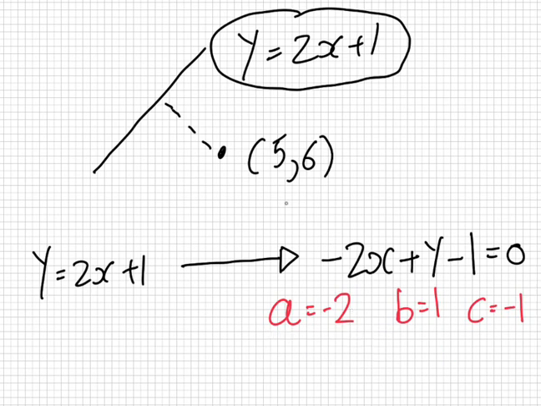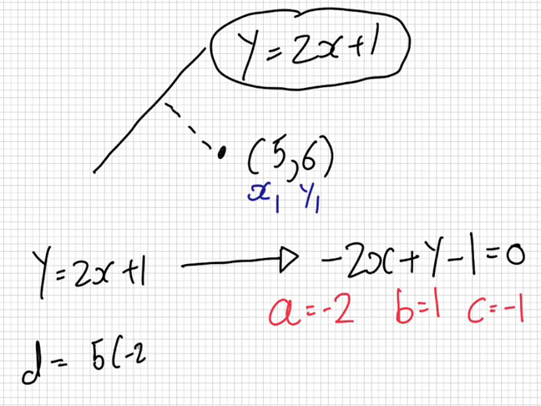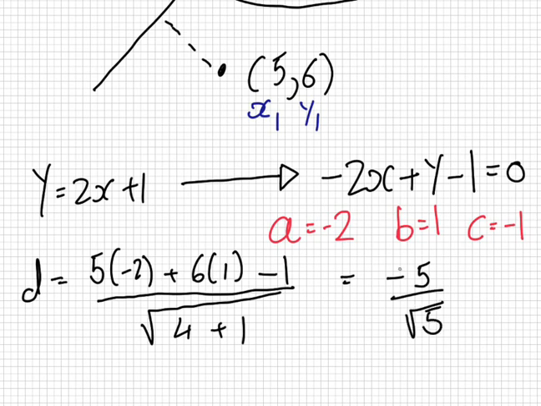Okay. And then here, this is x1, this is y1. So if I use my formula, it's x1 times a, plus y1 times b, plus c, all over square root a squared plus b squared. So that would be minus 10 plus 6 is minus 4, minus 1 is minus 5. And we have to make it positive. Can you type that in? What's it about? 2.2? 2.3 maybe? 2.23? All right. 2.23.